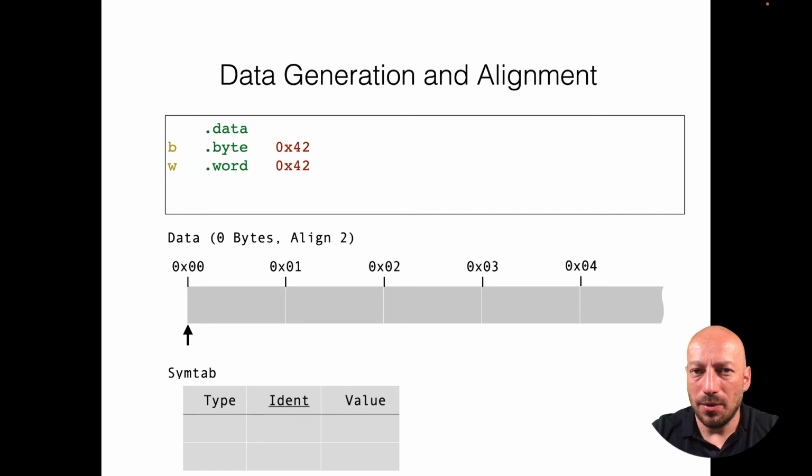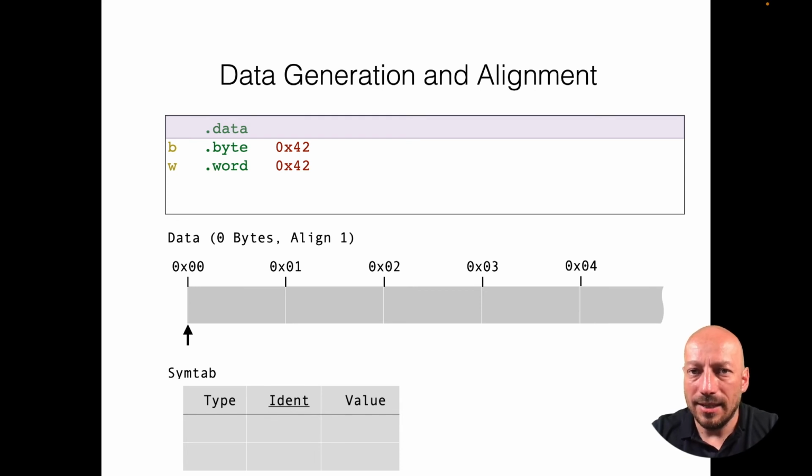But let's review how the assembler is processing this source code line by line and how it actually is filling the symbol table and generating data. And then it actually will become clear what is going on. In the first line, we just have this .data directive, so we switch to the data segment, no big deal.